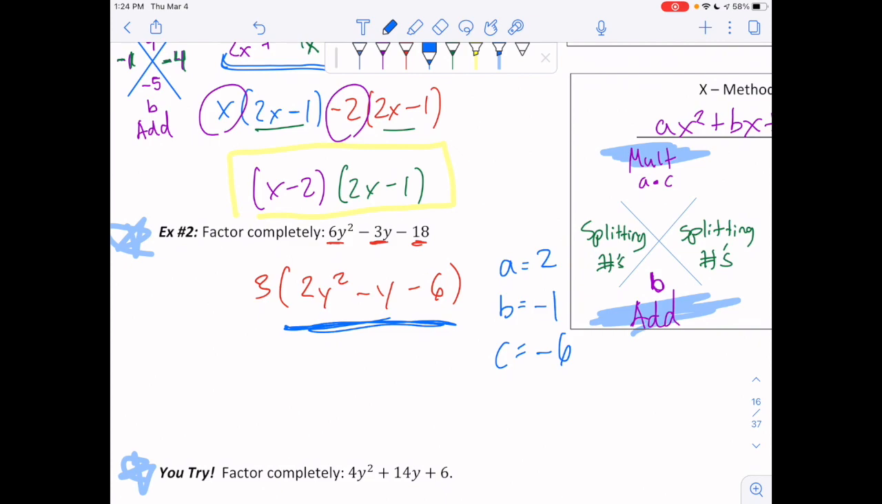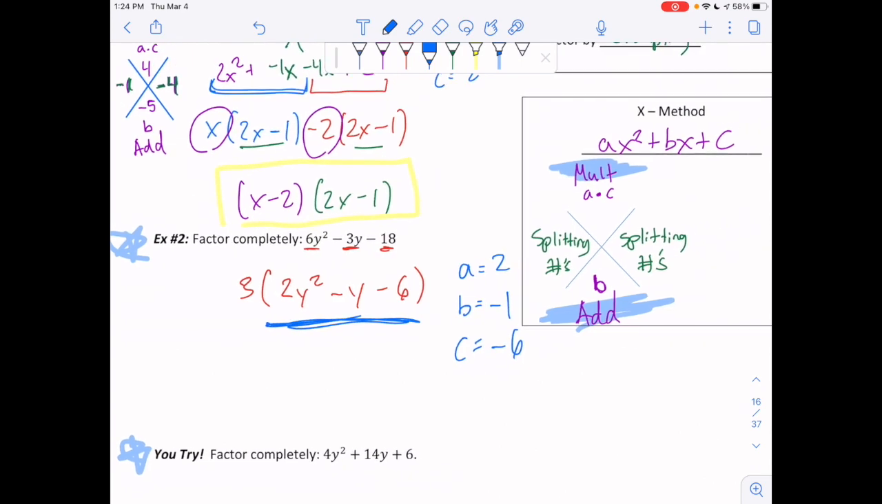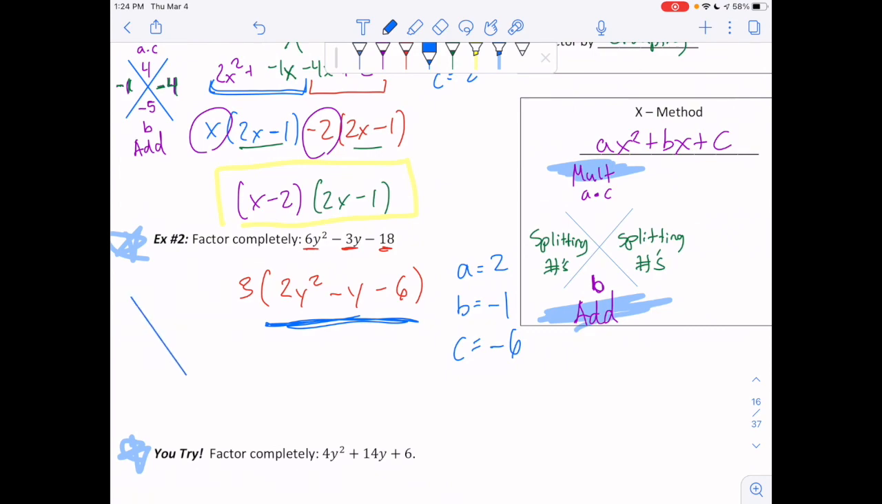Okay, that's your A, B, C there. You can literally just ignore the 3 now until the end. So let's start your X method. X method, A times C, right? Your A times C, 2 times negative 6 is negative 12. Your B here is just negative 1.